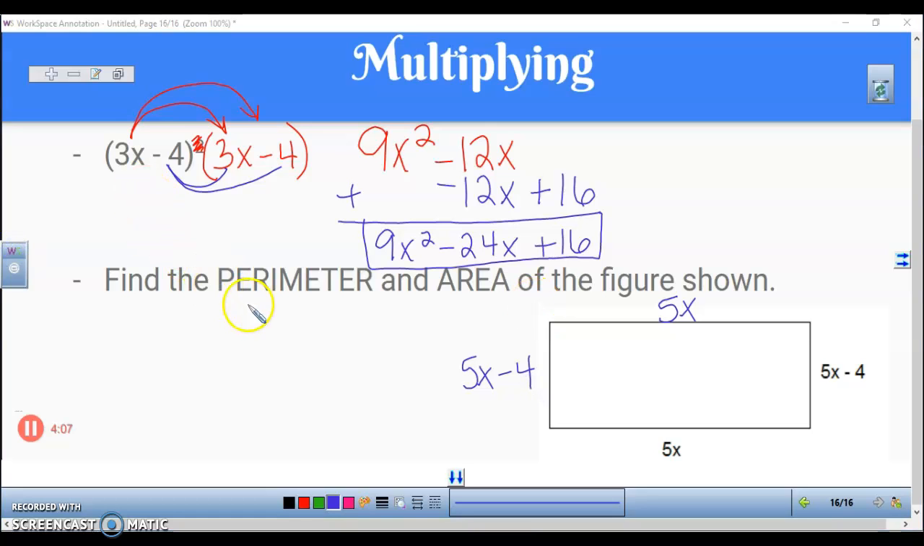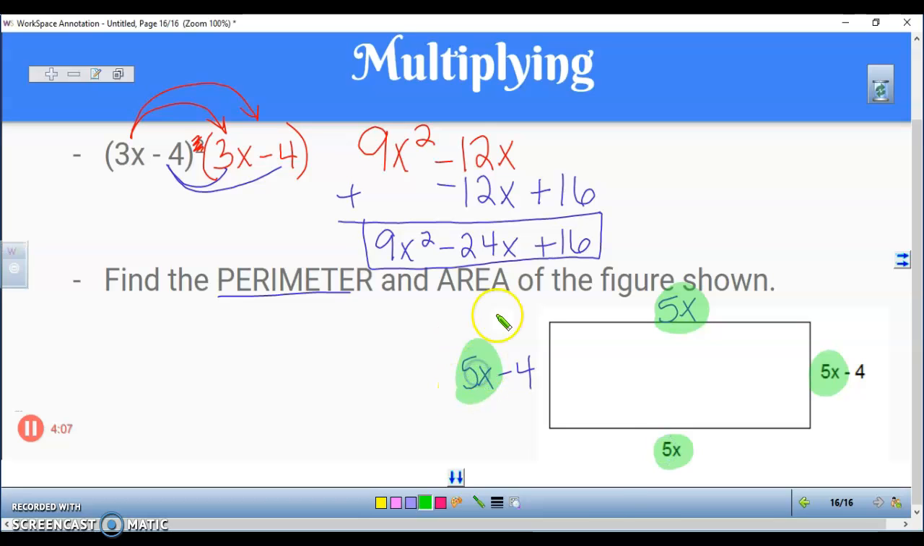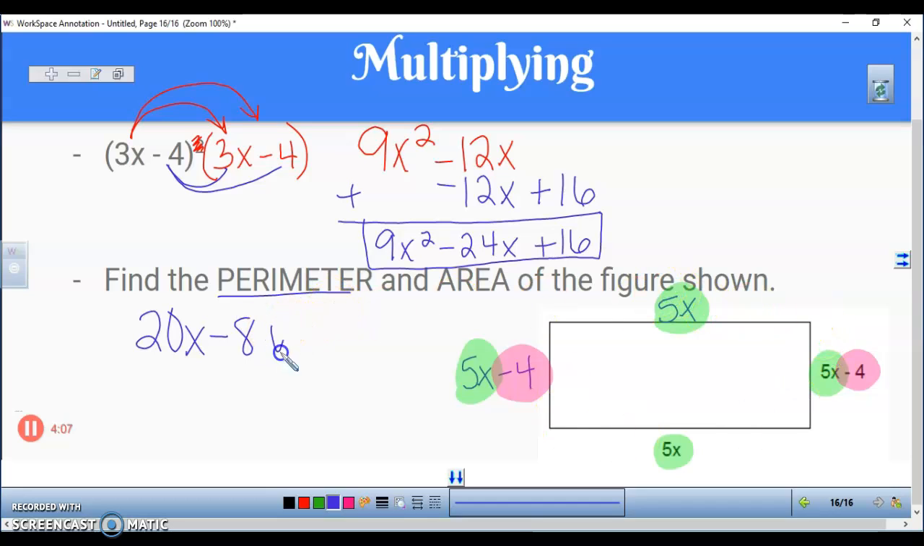So when I go ahead and find the perimeter, as I start adding these terms, I have 5x, 5x, 5x, and another 5x. So that would give me 20x. Then I have negative 4 and another negative 4. That would give me minus 8. I do need a unit here since I don't really know, so I will just use units. Remember, these aren't squared or anything like that because this is perimeter. So 20x minus 8 units would be my perimeter.